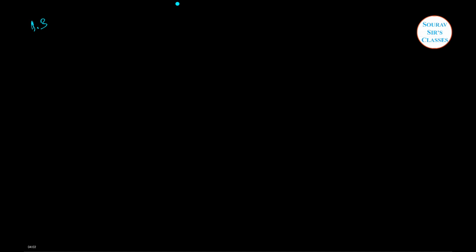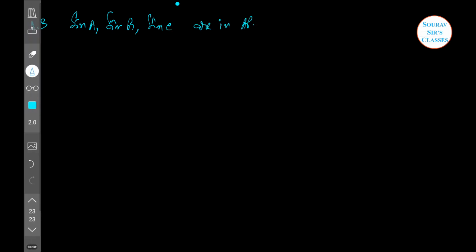So this question says there's a triangle ABC and sin A, sin B, sin C are in AP. So in a triangle, sin A, sin B, and sin C are in arithmetic progression. That's it. Then we have to find which of them are correct.